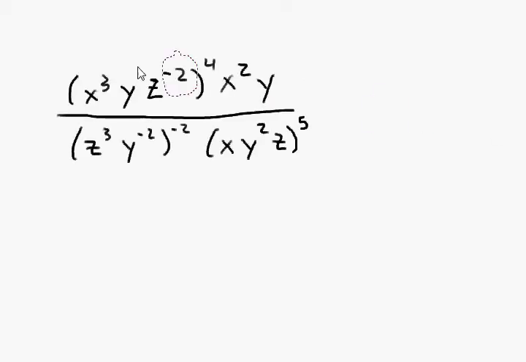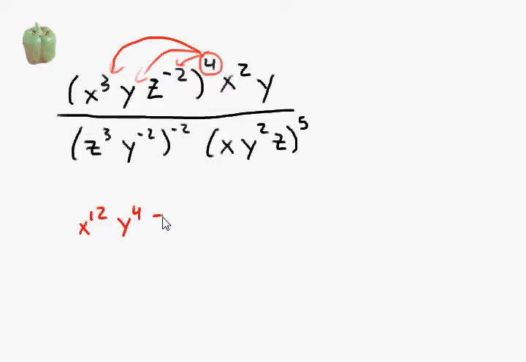I've got one last example here, and it is a spicy one. This guy is going to be tricky, but if we work carefully and we just take it a step at a time, we can solve. And we'll start by distributing. We'll have x to the 12th, y to the 4th, z to the minus 8. Next, we'll go ahead and we'll rewrite the rest of the numerator, x squared y.